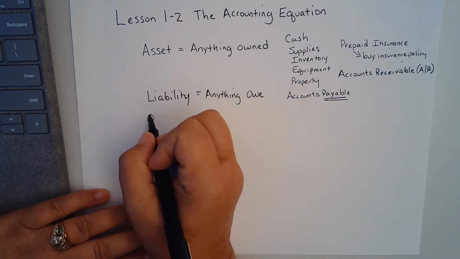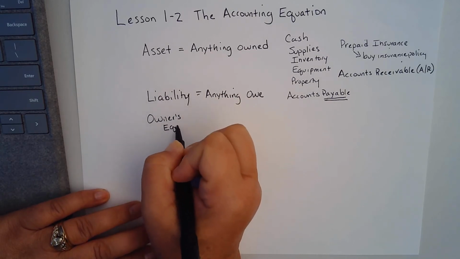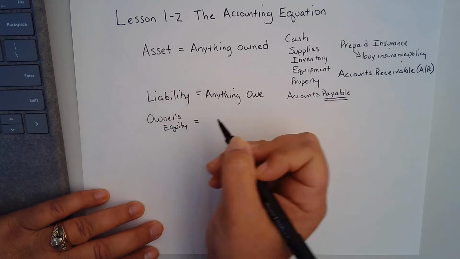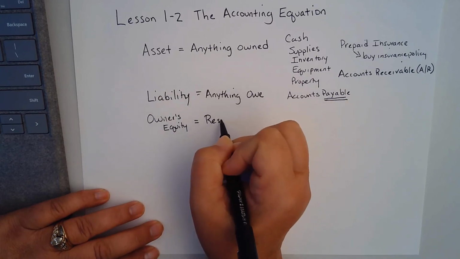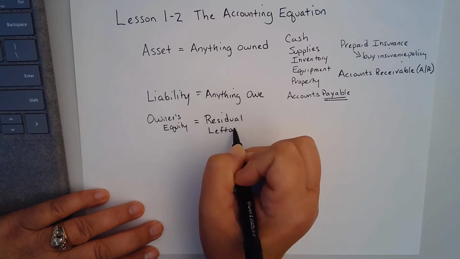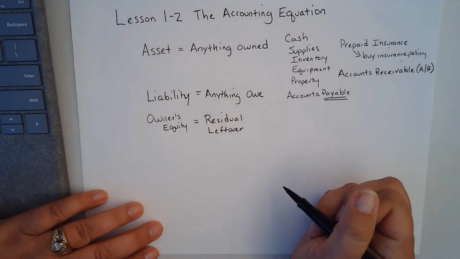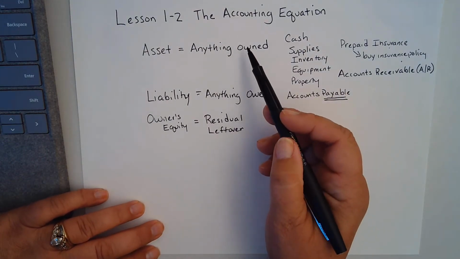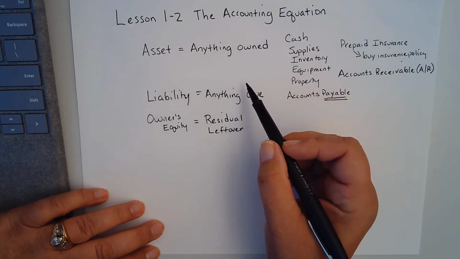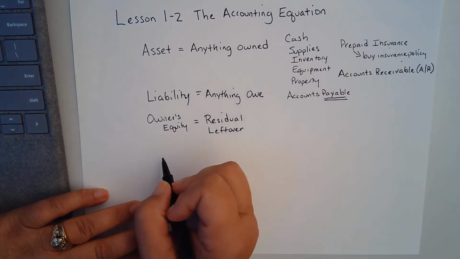And then finally, the last definition that we need to know is owner's equity. And that is the residual. Now, what does residual mean? It means what's left over that goes to the owners. So we look at what we own and we compare that to what we owe, and whatever is left behind is the owner's equity.